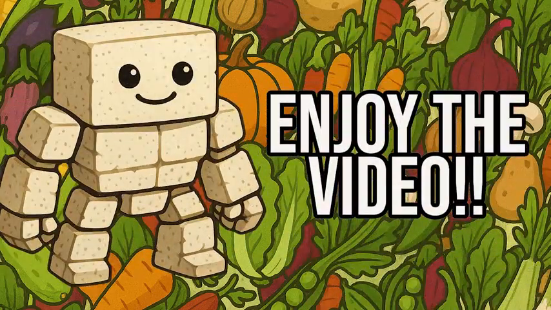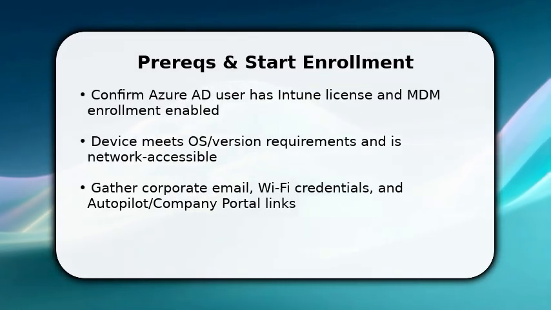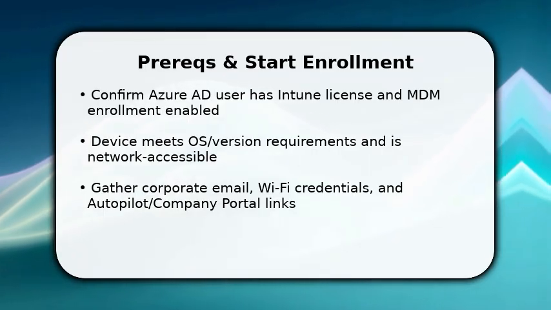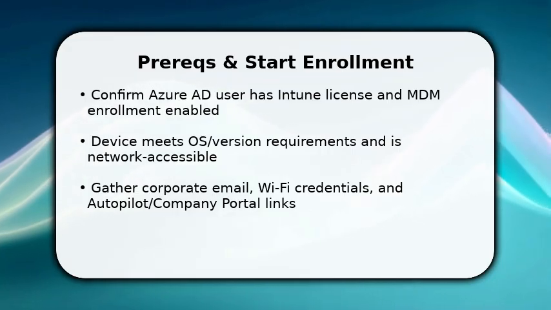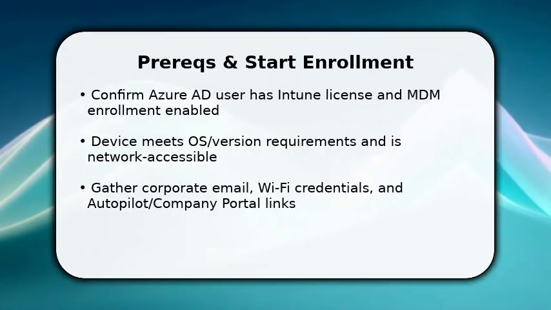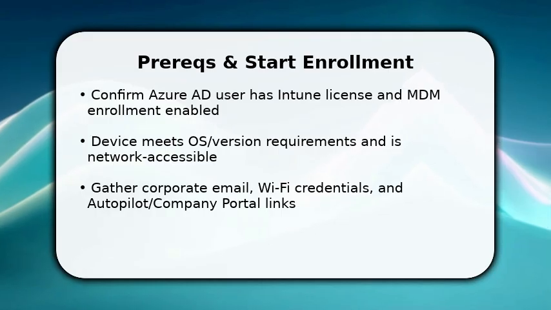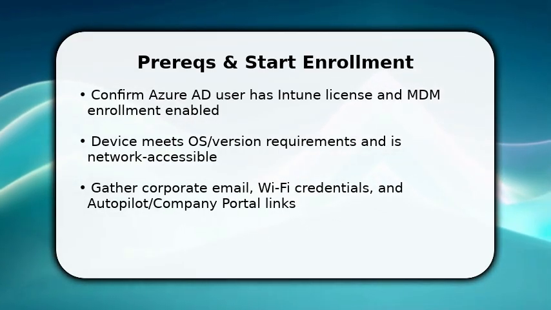Please enjoy the video. You start by verifying prerequisites so enrollment doesn't fail. First, make sure the user account has an Intune license and MDM enrollment is enabled in Azure AD. Next, confirm the device OS and builds meet Microsoft's requirements and that it can reach the internet and company Wi-Fi. Then collect the user's corporate email, Wi-Fi details, and whether you'll use Autopilot or company portal.